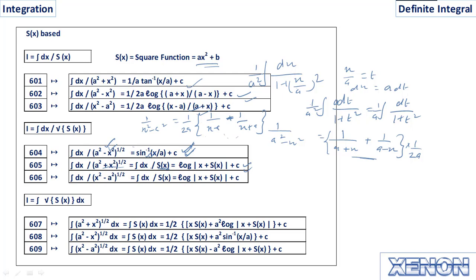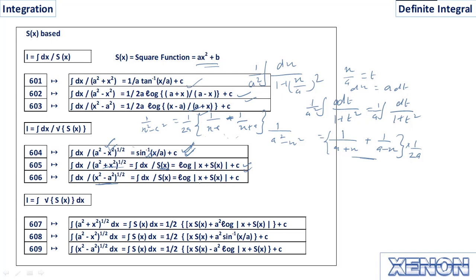Right? Similarly, the integration of dx upon square root of x square minus a square equals to, we will convert this equation to sx form, right? And we will get the integration as log mod x plus sx plus c, right?